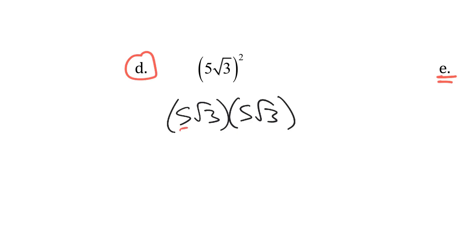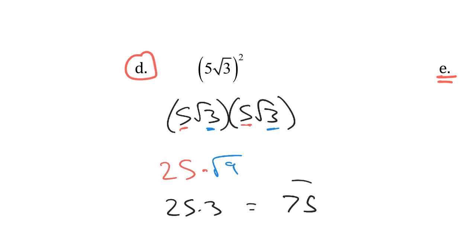And now I have outsides, 5 and 5 is 25, times insides. Square root of 3 times square root of 3 would be square root of 9, which is just 3. So this is 25 times 3, which is 75.